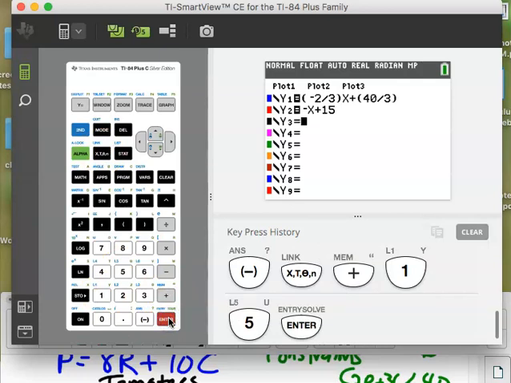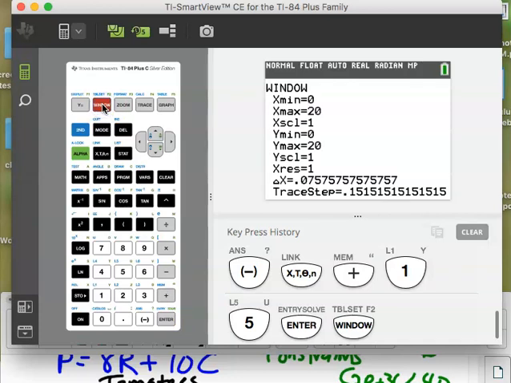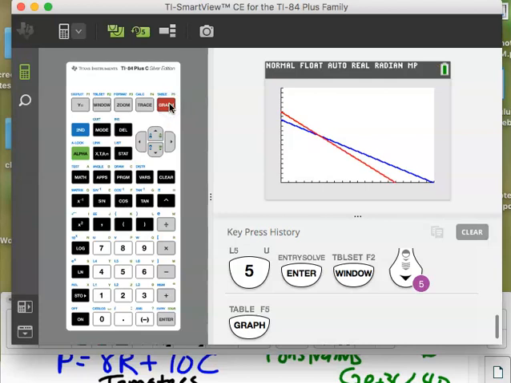We already know what the window has to be. We already graphed this. So if we go into window, 0 to 20 for the x's, 0 to 20 for the y's. That's exactly what we had on our little graph. And then we'll hit graph. And now, it's been a few days. Where is my hypoallergenic pet, Blinky the cursor?